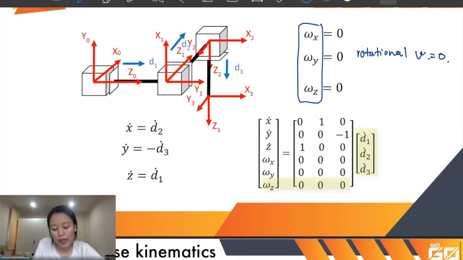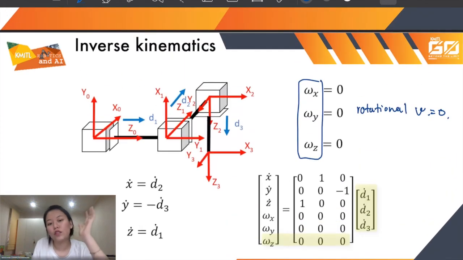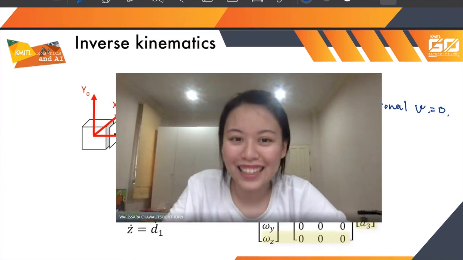And now we know the Jacobian matrix and how to use the Jacobian matrix to find the velocity of the robots.